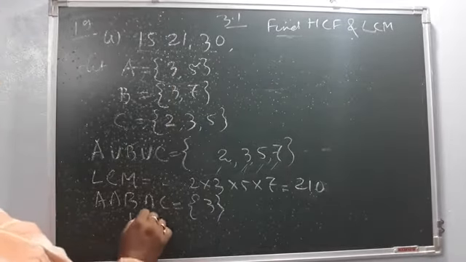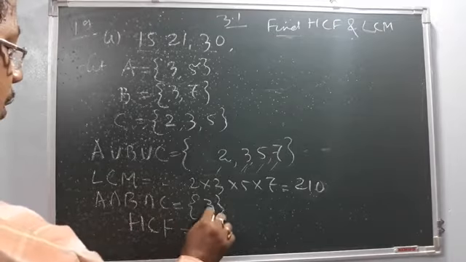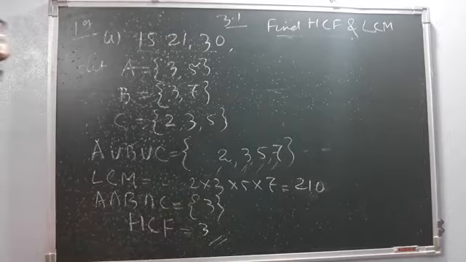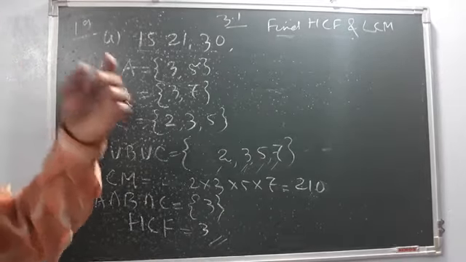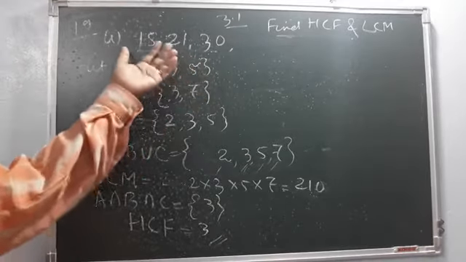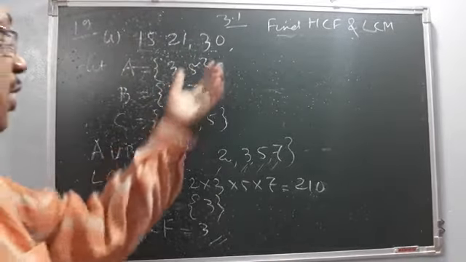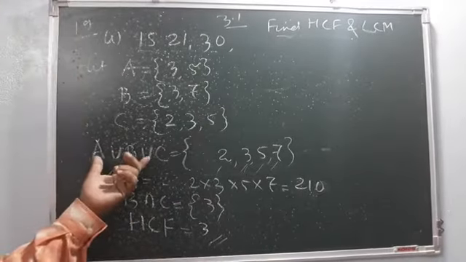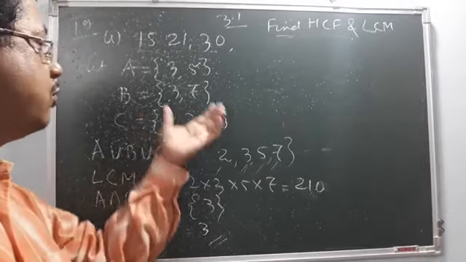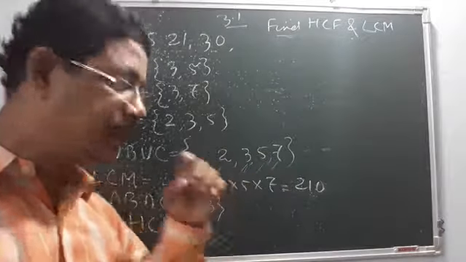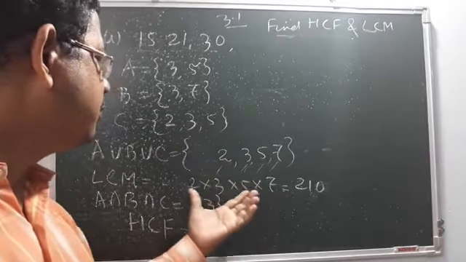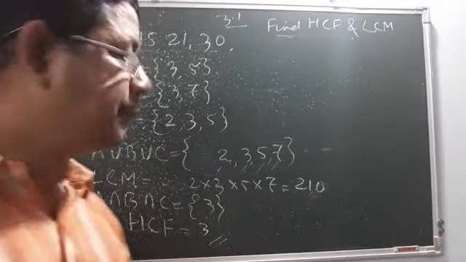The HCF will be what? Product of what element? It is the only one element, so it will be 3. So again I want to repeat what I have done here. First I have factorized the numbers: 15 is 3, 5; 21 is 3, 7; 30 is 2 into 3, 2, 3, 5. Then I found A union B union C. I combined all the 3 sets and written. Then LCM will be the product of all the numbers. If we multiply all the numbers, it is 210.